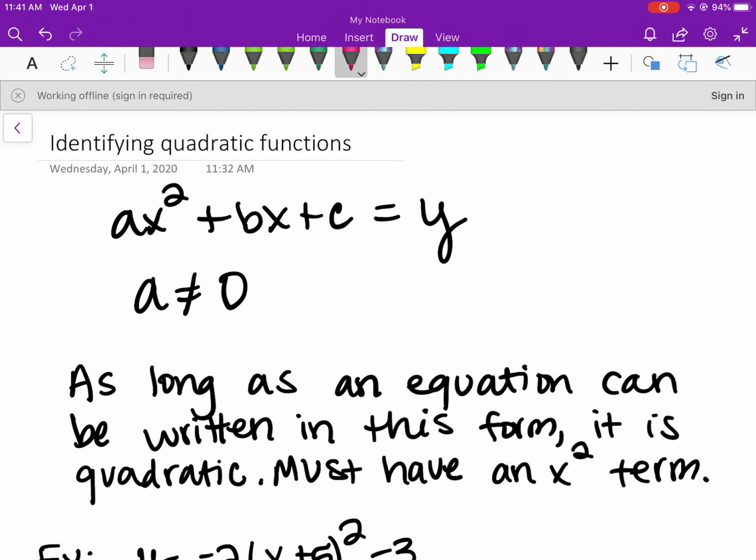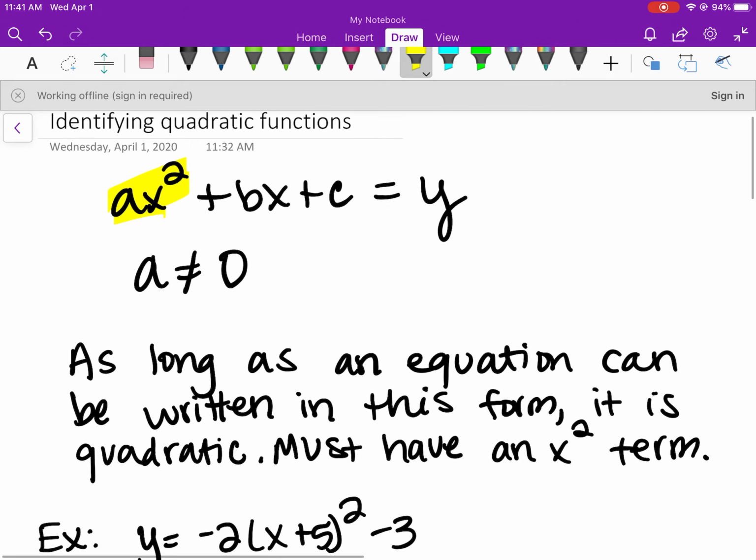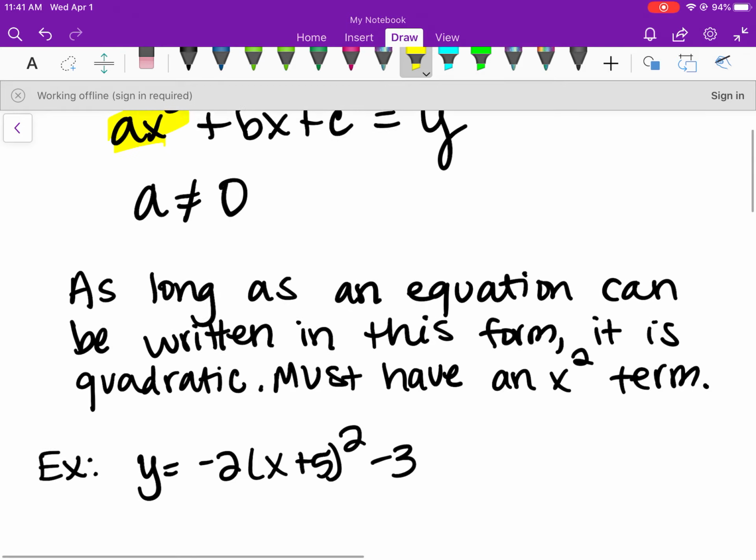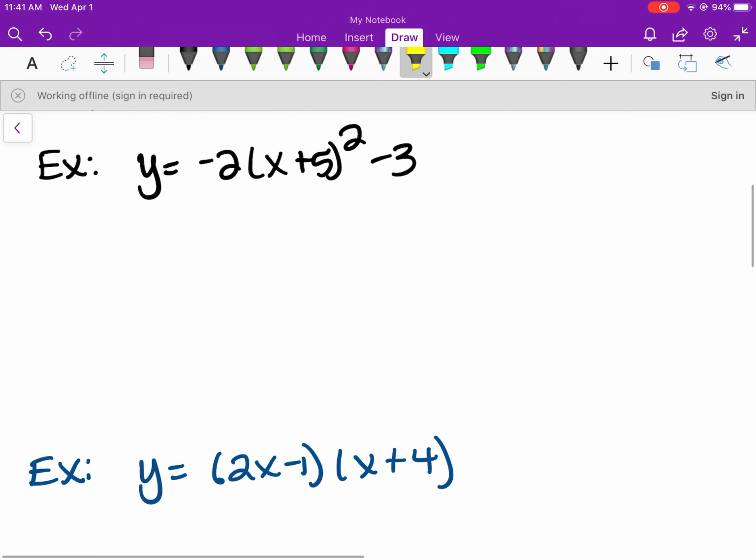Remember, a cannot be 0, because if a is 0, then there is no x squared term, and that is not going to be quadratic anymore. It would be linear. So as long as an equation can be written in this form, it is quadratic. It must have an x squared term, okay? Not x cubed, not x to the fourth, not x to the 1/2. It needs to have an x squared term. Let me show you some different ways you might see this.